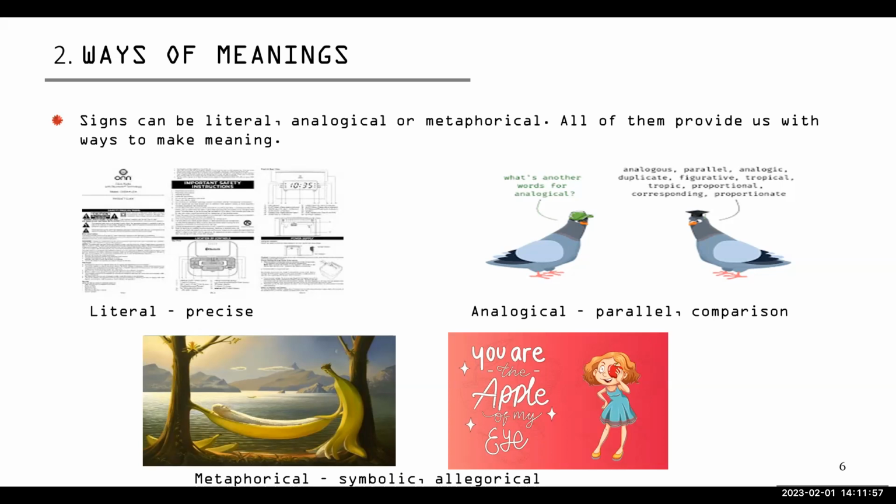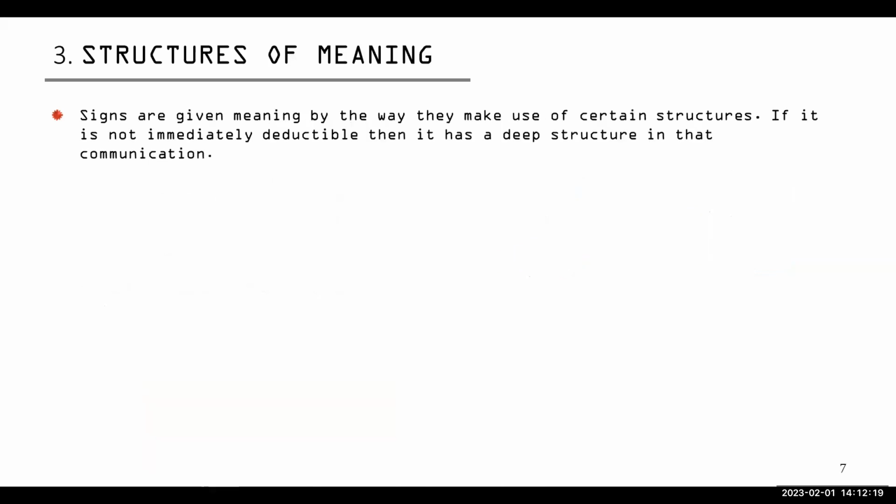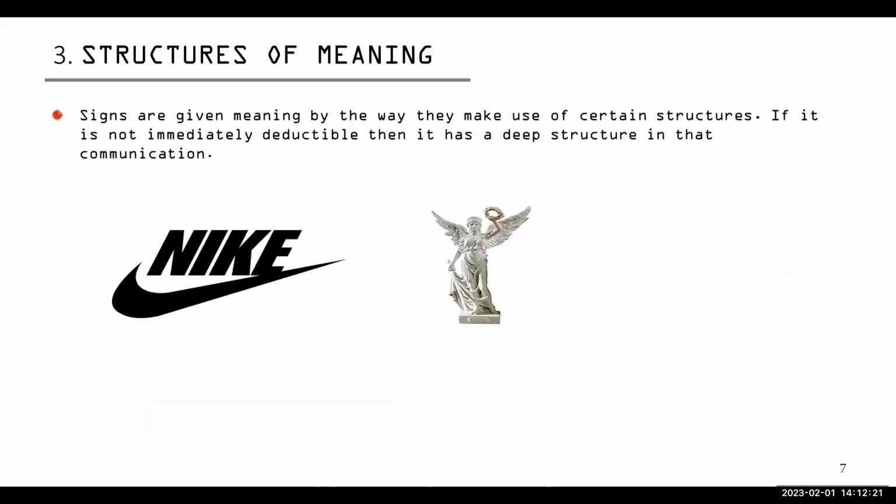Apple is the one symbol that is used so well, and it's otherwise used, we use this term very often: you're the apple of my eye. So it's a metaphor. It implies, it's symbolic of a certain value. Therefore, it gives certain meanings to what it is associated with. So there are different ways meanings are created. Then there are different structures.